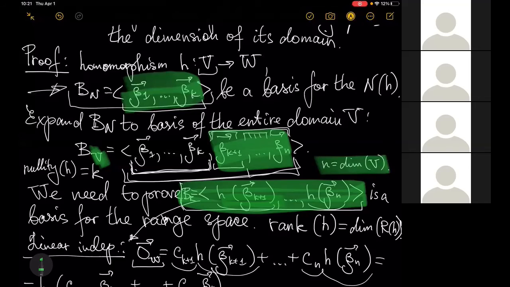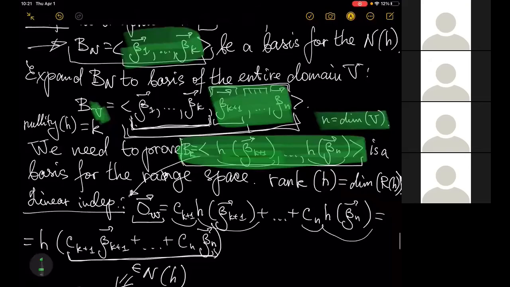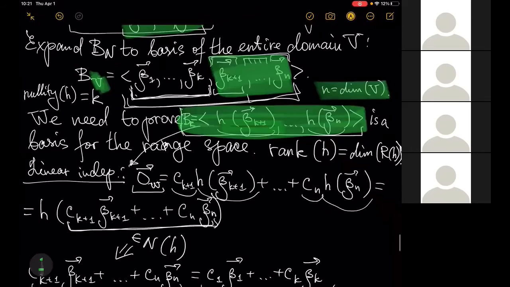So now what I'm trying to do is prove that this basis BR is a basis for the range. And then, obviously, the number of vectors in BR is n minus k, right?